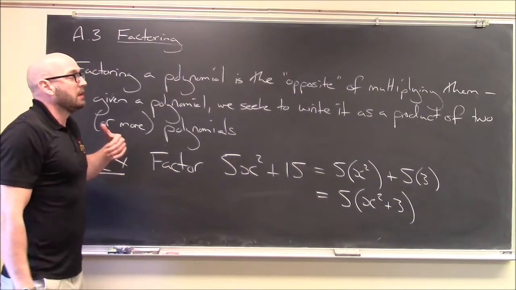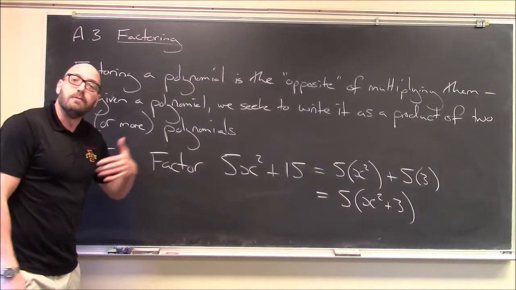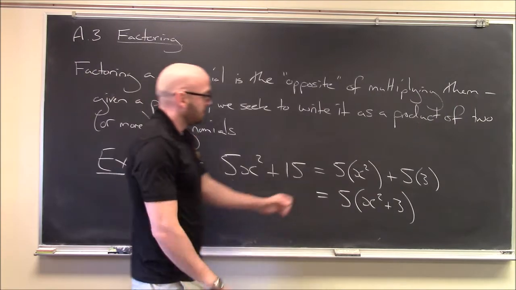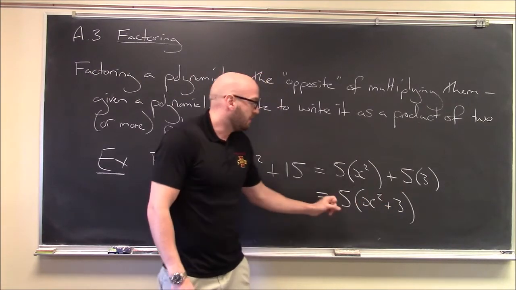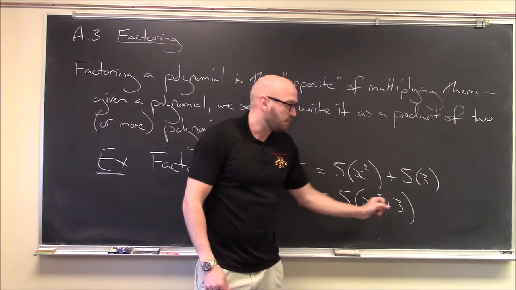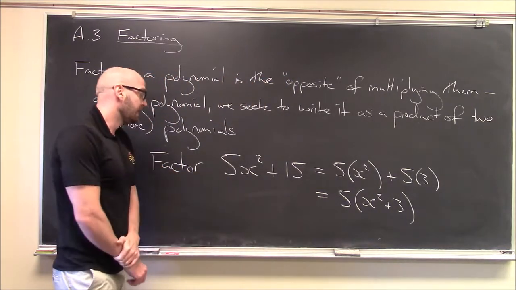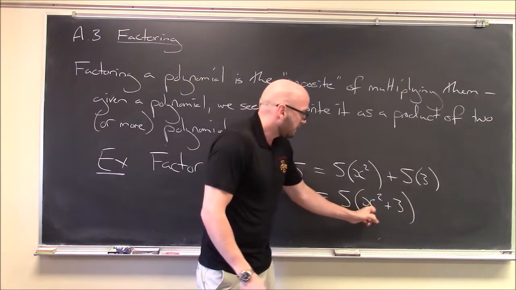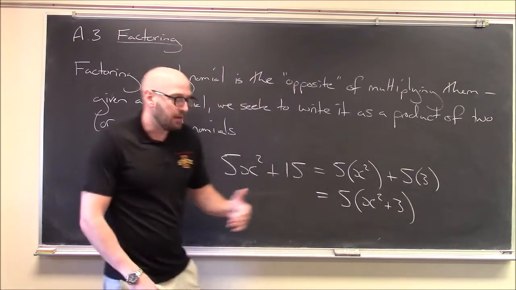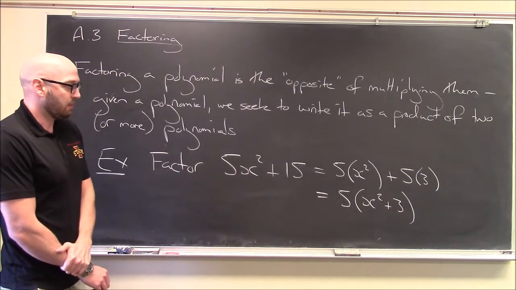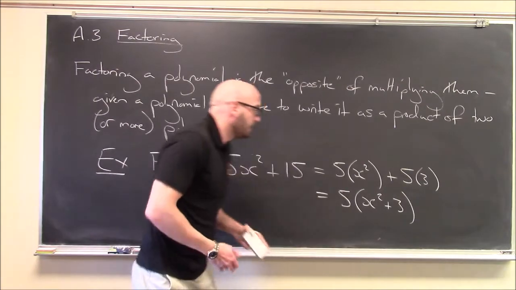And moreover, we often talk about polynomials being fully factored, meaning that once you've written it as a product of polynomials, each of those polynomials in your product can't then themselves be factored any further. And this is fully factored. X squared plus 3 cannot be written as a product of two other polynomials. So this guy's fully factored.